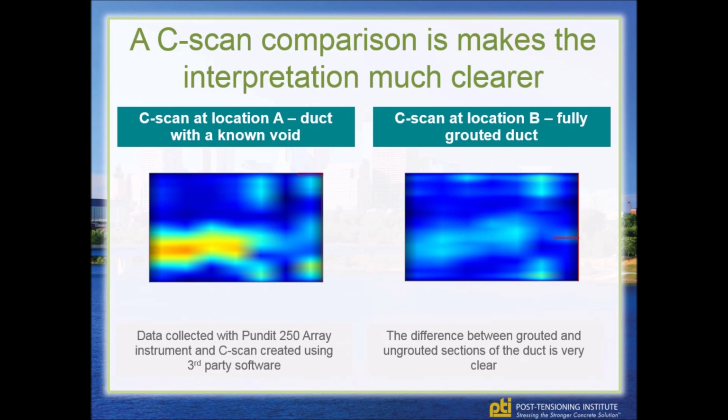So this is the C scan on the left with the void, and on the right fully grouted duct, and it's very, very clear, the differentiation in this manner.